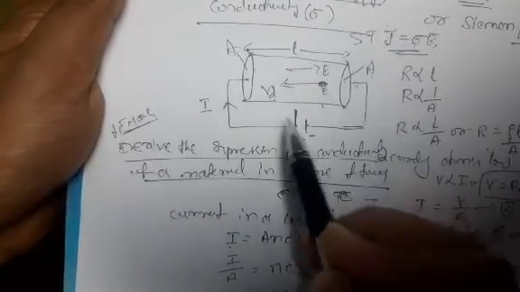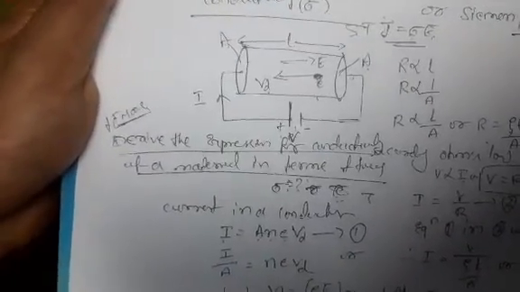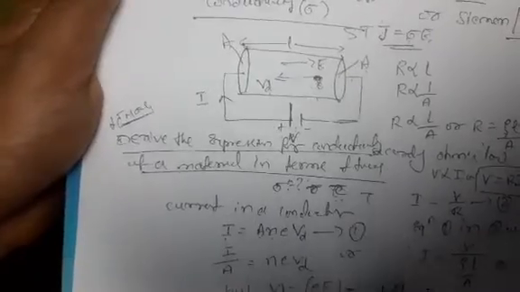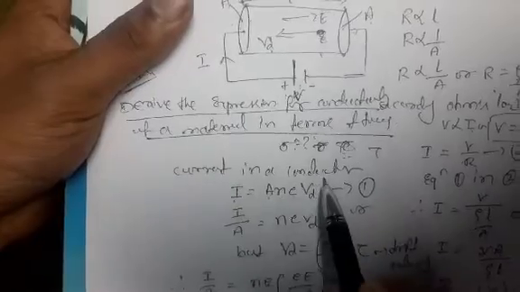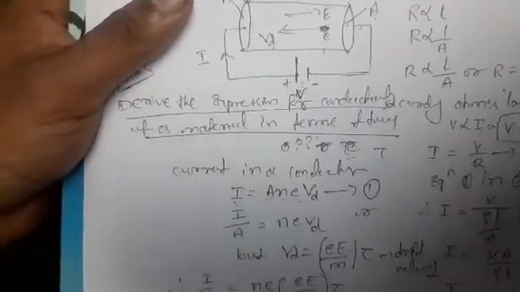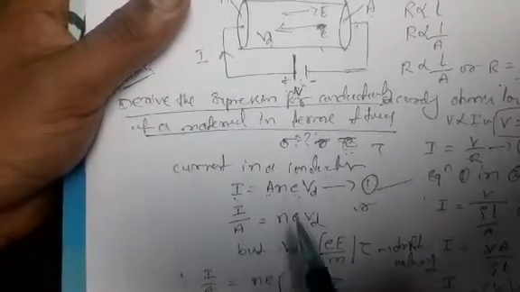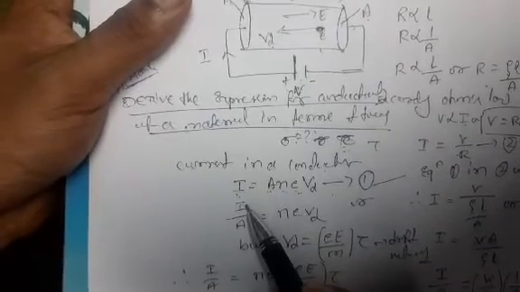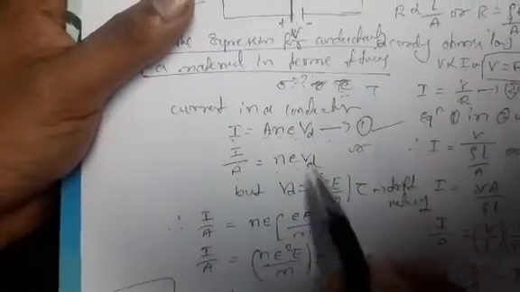The current flowing through this conductor is capital I. In the previous class we already derived it. What is the expression for current in a conductor? I is equal to A N e Vd, that is equation number 1. The area is shifted to the left side, that is I by A equals N e Vd. Vd is called the drift velocity.